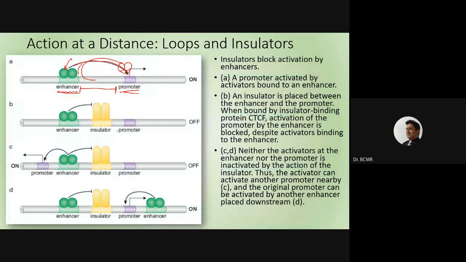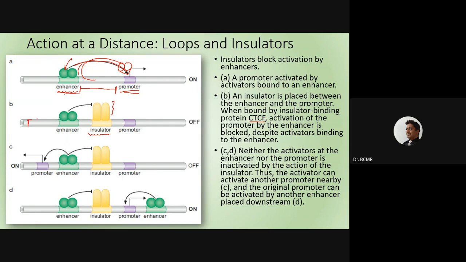Yes, what also may happen is there are other regions called insulators. Insulators are regions where certain proteins, something like CTCF, can bind. We will discuss this today, and that's one of the important things that you will have to remember. At the end, the genetic organization is important.